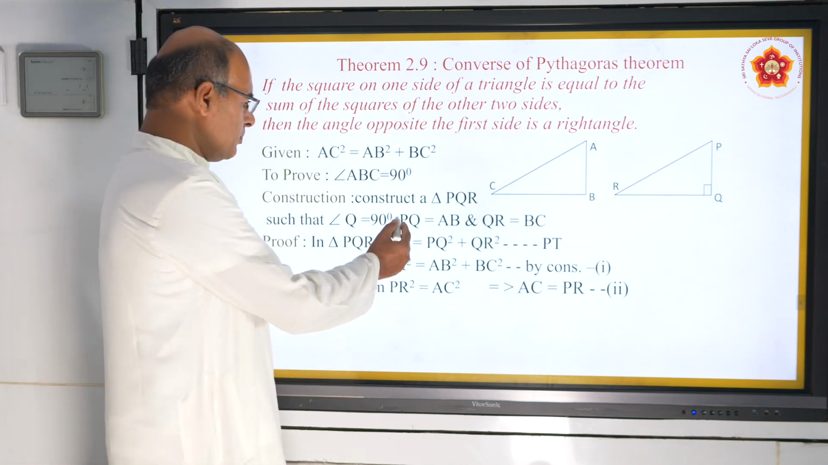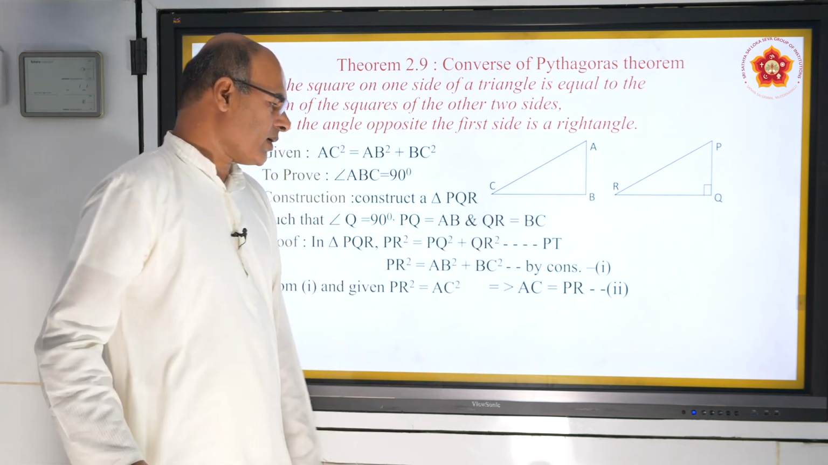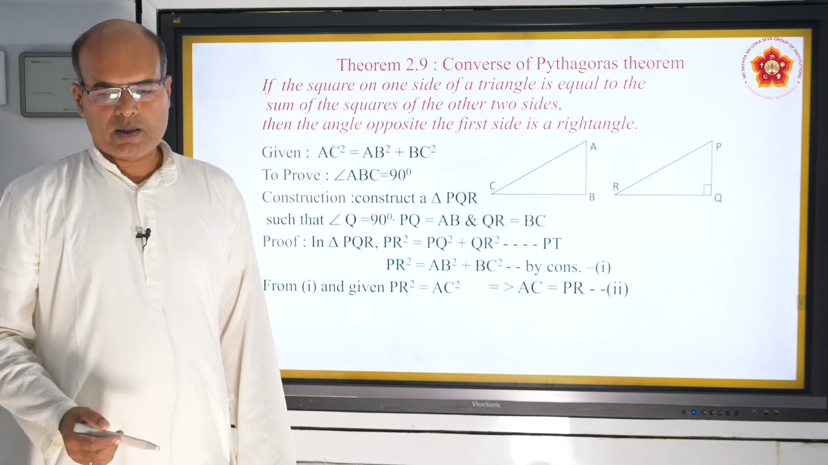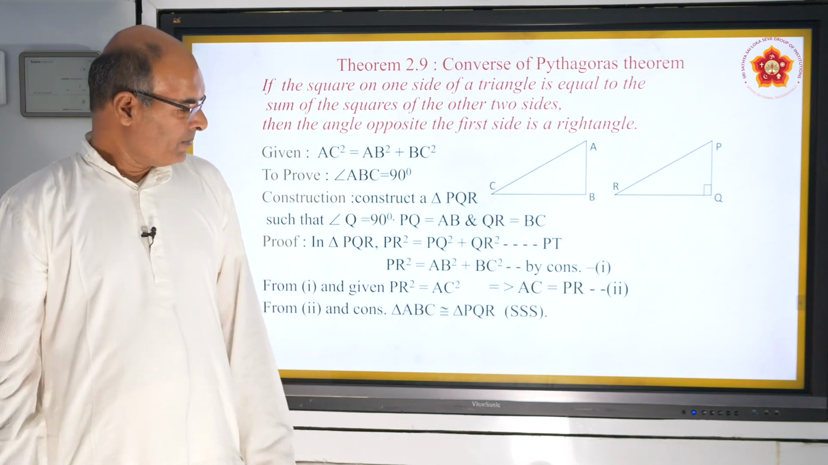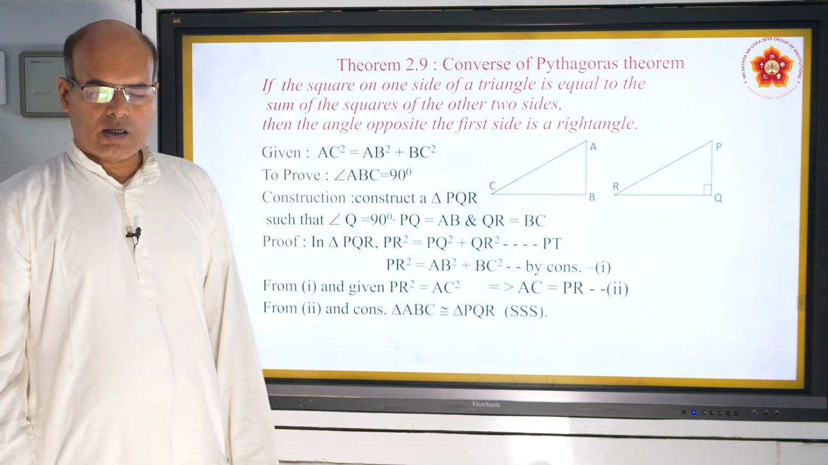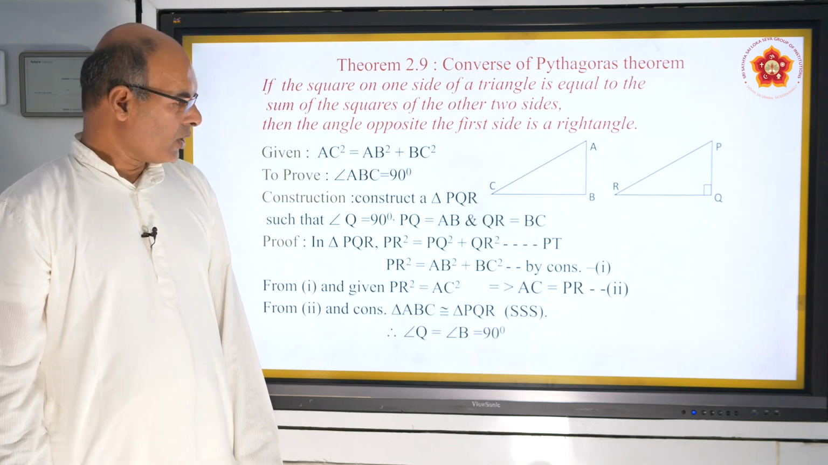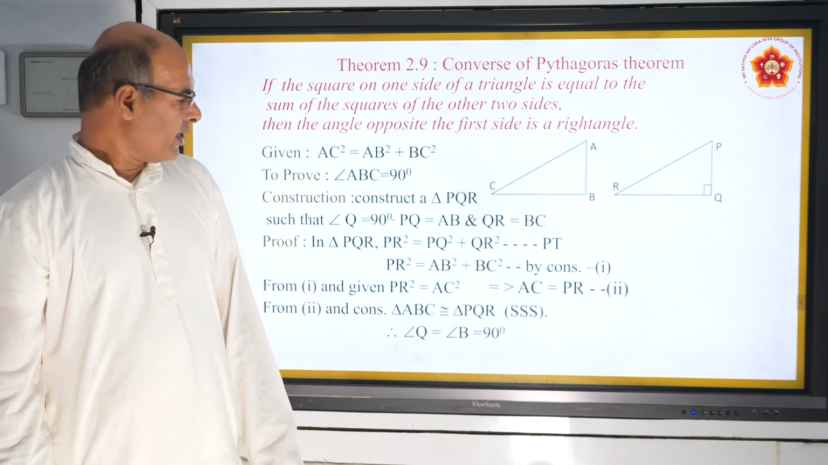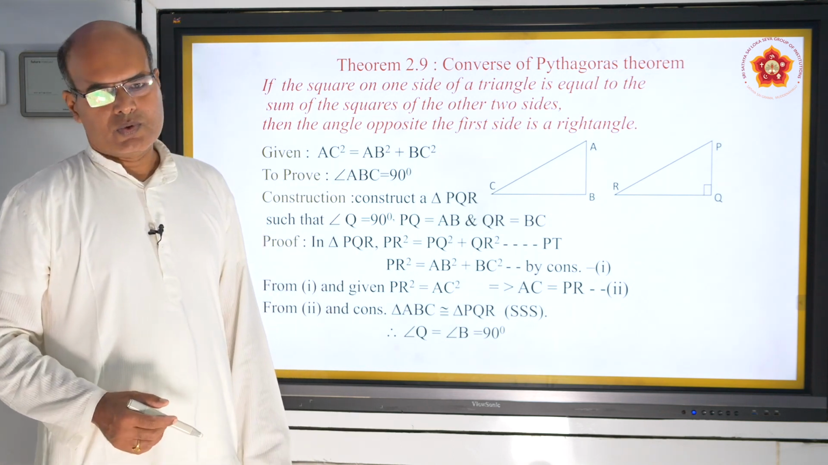So we have PQ is equal to AB, QR is equal to BC, and now AC is equal to PR. That means three sides of the first triangle are equal to the three sides of another triangle. Therefore, the triangles are congruent, and hence angle B is equal to angle Q, which is 90 degrees. That is what we needed to prove.